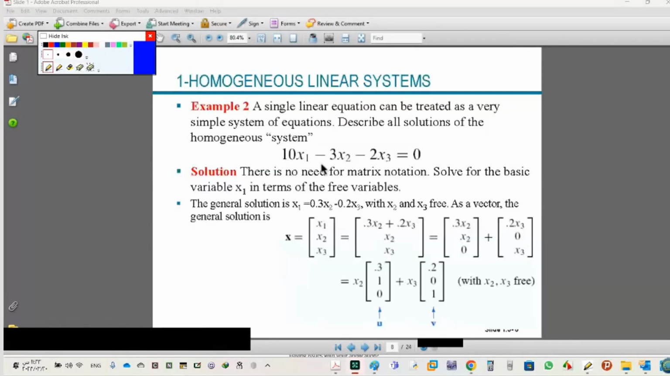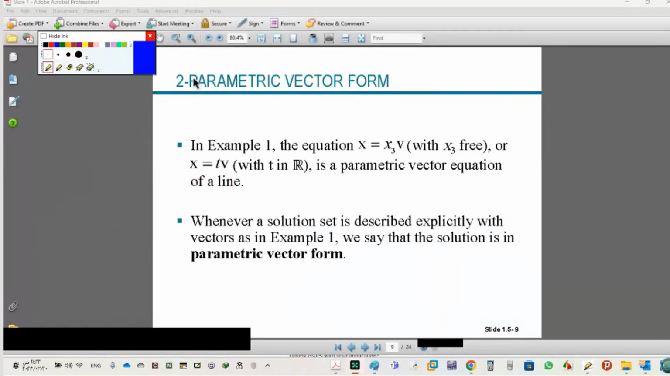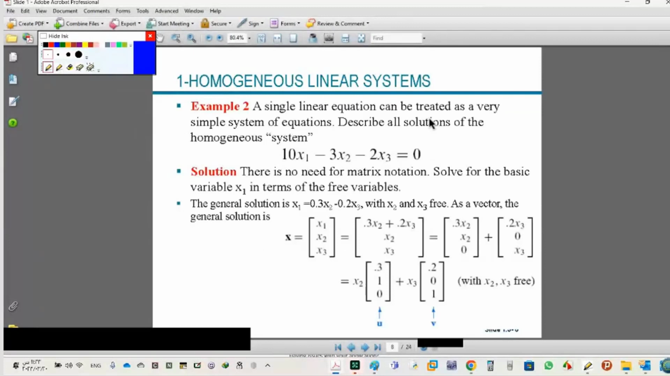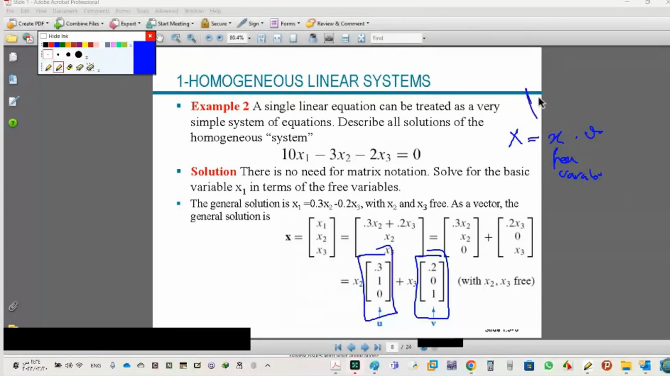Now, we will talk about this one. See, this x equal to x3 is named parametric vector form. This kind of writing, for example, x equals x free variable times v, is like this. This is called parametric vector form. Why is this important? Because later you will find in the question, write the answer in parametric vector form. Again, parametric vector form is just for free variables.